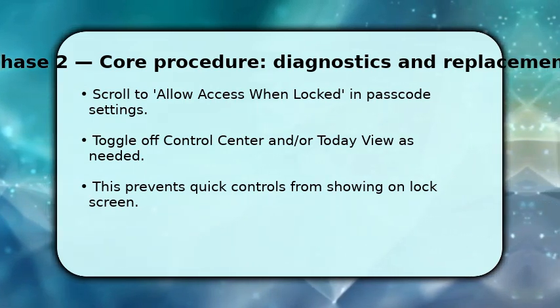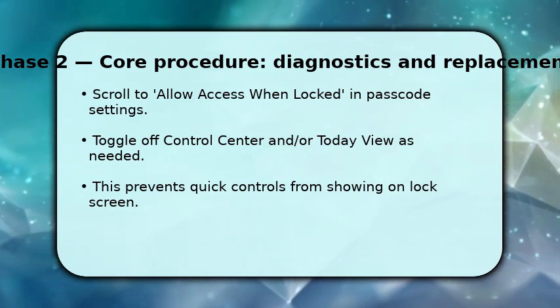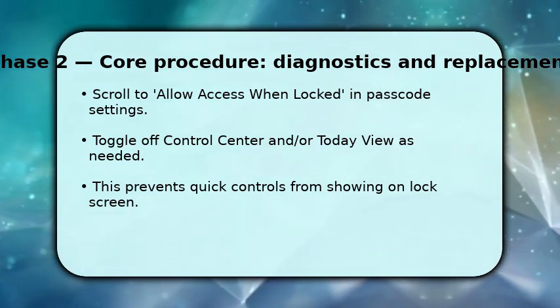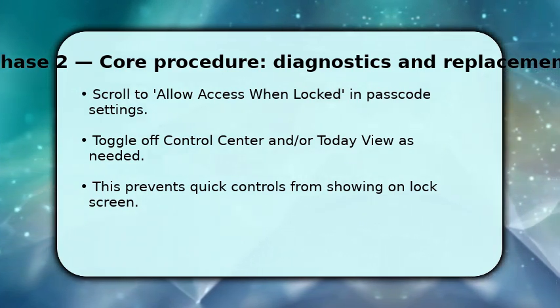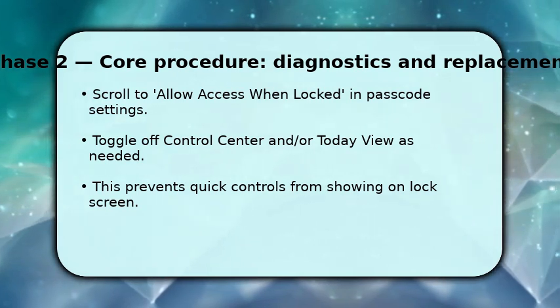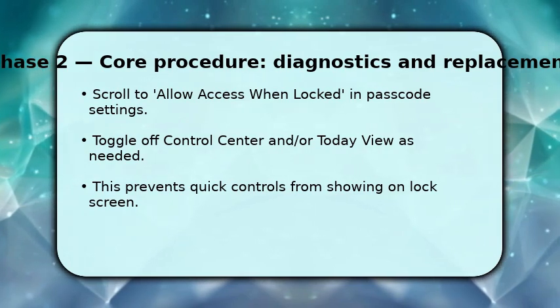Turn off Control Center to stop playback control gestures from appearing and disable Today View if the widget lives there. This directly stops the Apple Music widget from loading. You're doing this so the system won't surface media controls without unlocking. If you still want quick access, leave Control Center on and instead pause or close music before locking.